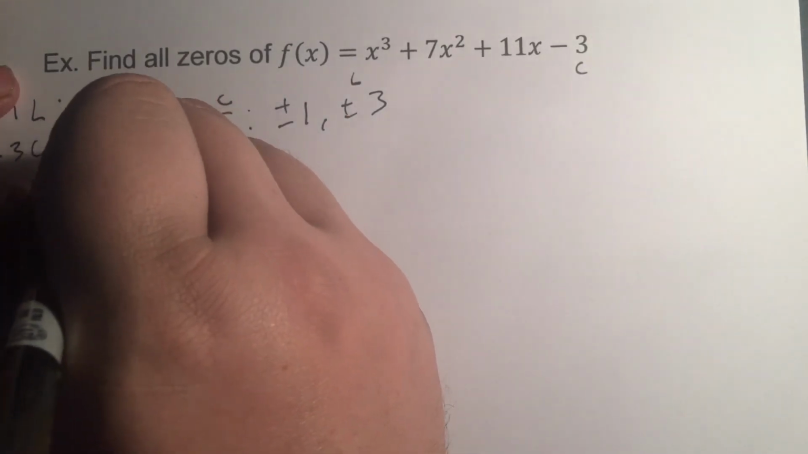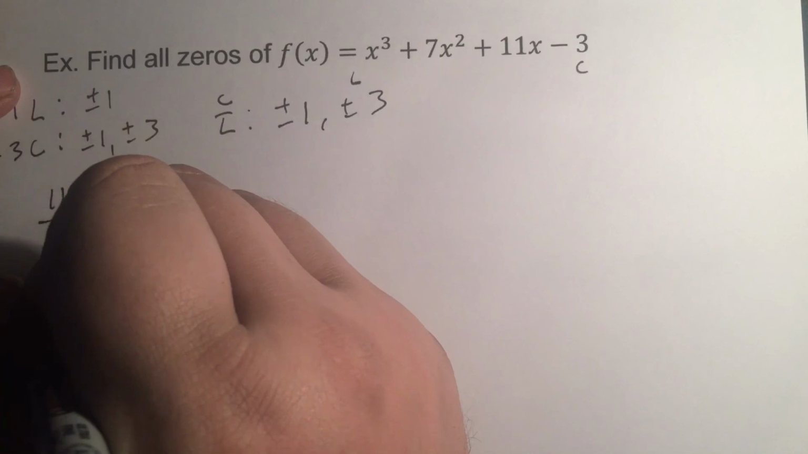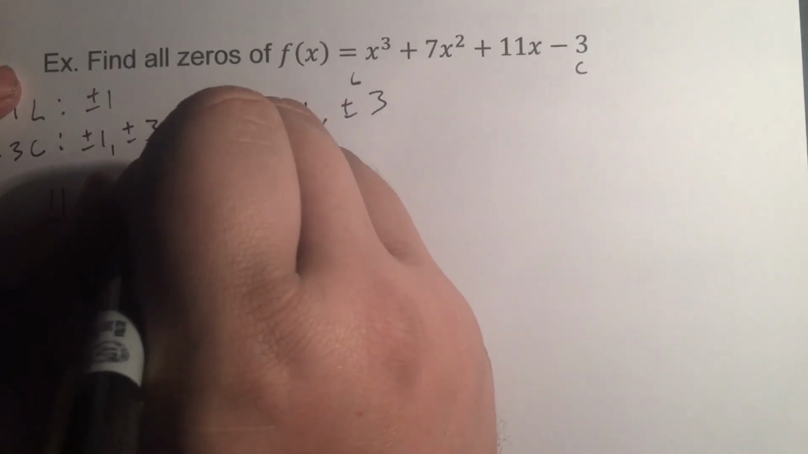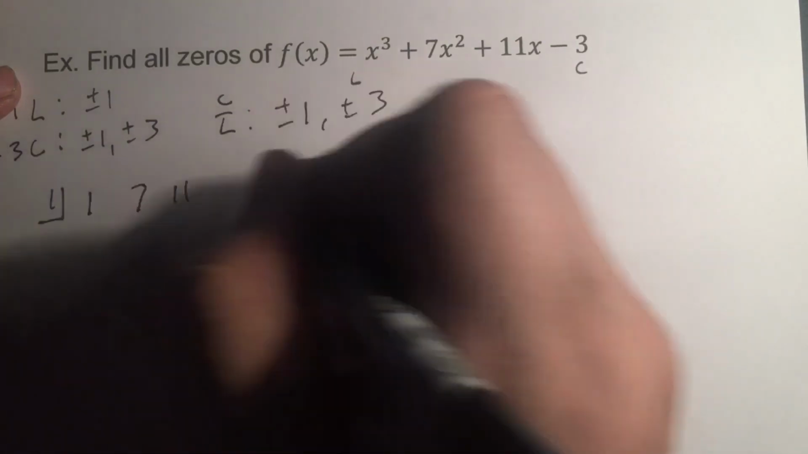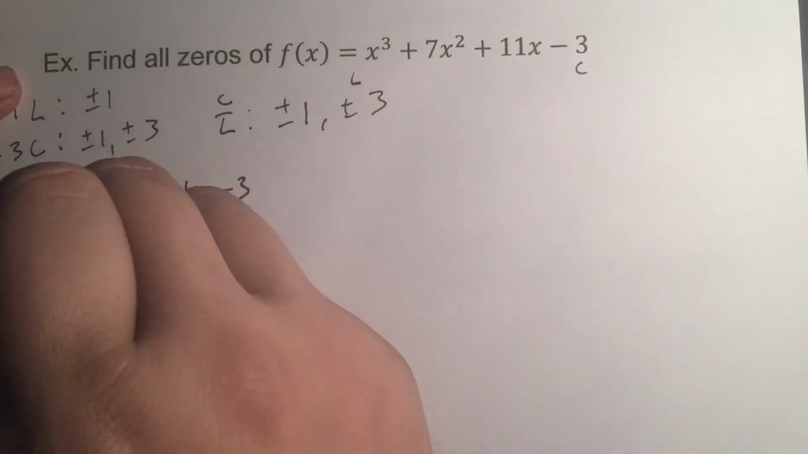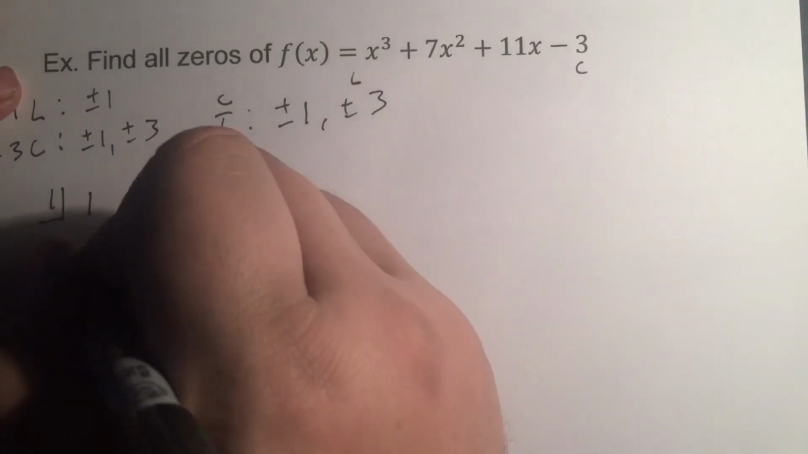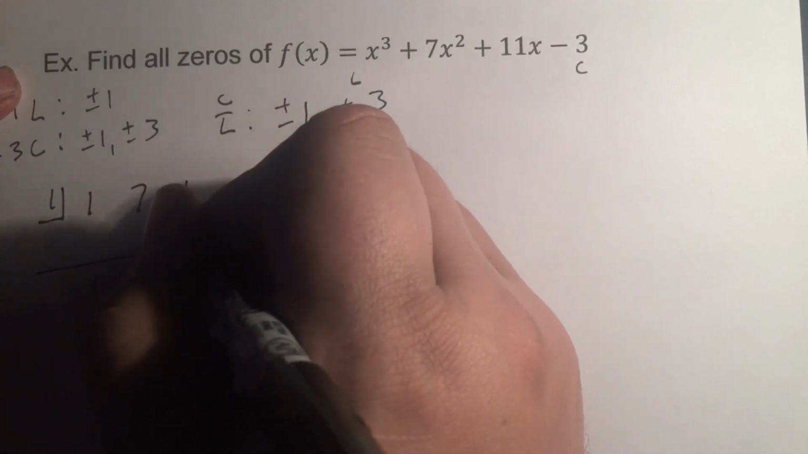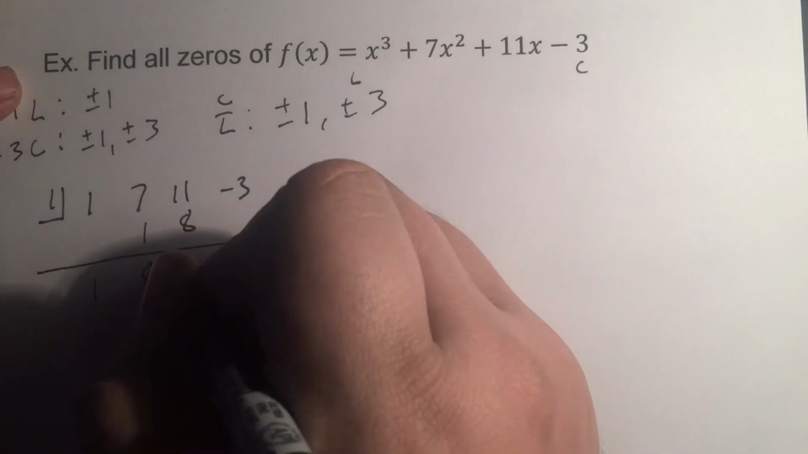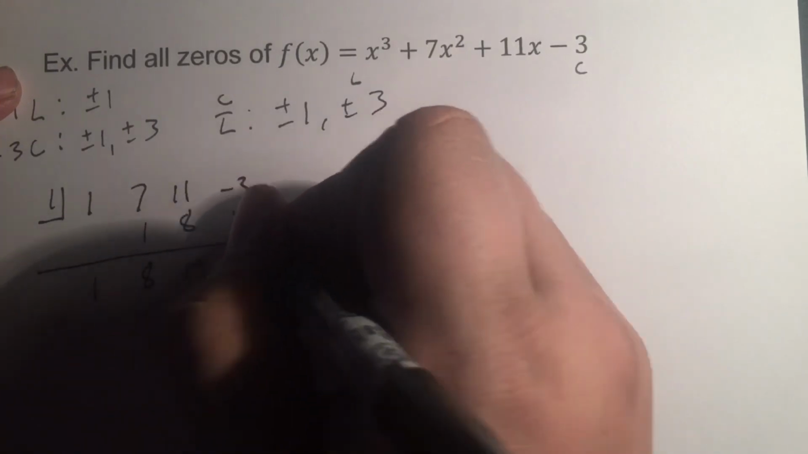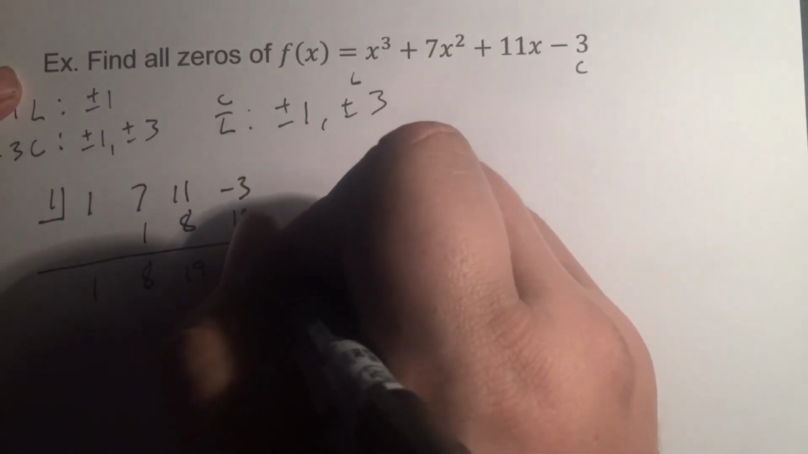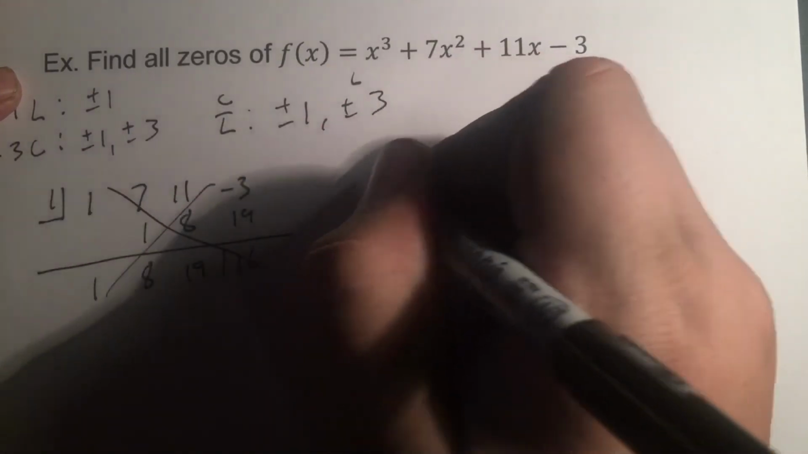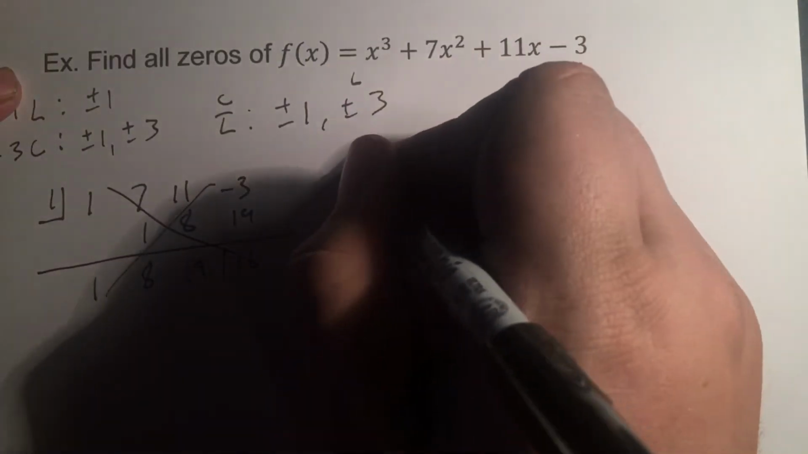So if we start with 1 in the box, we could do 1 for the x to the third. X squared would be 7, 11, and -3. So 1 and 1 is 1, 7 and 1 is 8, 8 times 1 is 8, 8 and 11 make 19, so the 19 goes up there, 19 and -3 is 16, so again that one doesn't work. So let's try the 3 then.